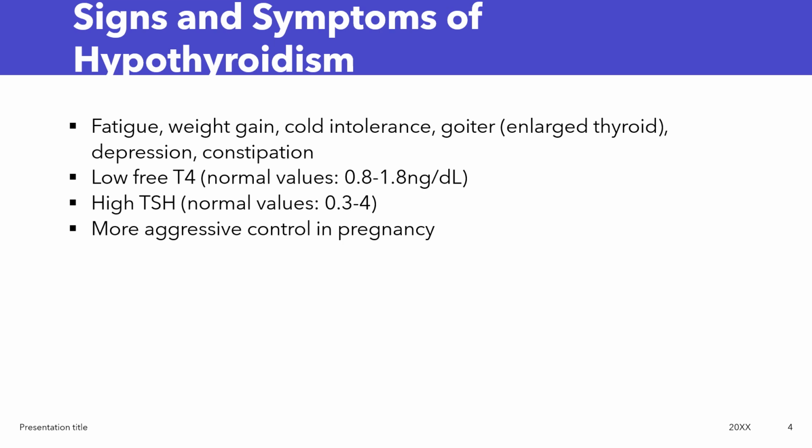So I mentioned earlier that with hypothyroidism, you have a low free T4. So the T4 will be lower than the normal range. And then you'll have a high TSH. So the TSH value will be higher than the normal range. Patients who have hypothyroidism, usually you want a more aggressive control in pregnancy. So for example, in pregnant patients, they might want the TSH to be lower than with a non-pregnant patient. So more aggressive control.